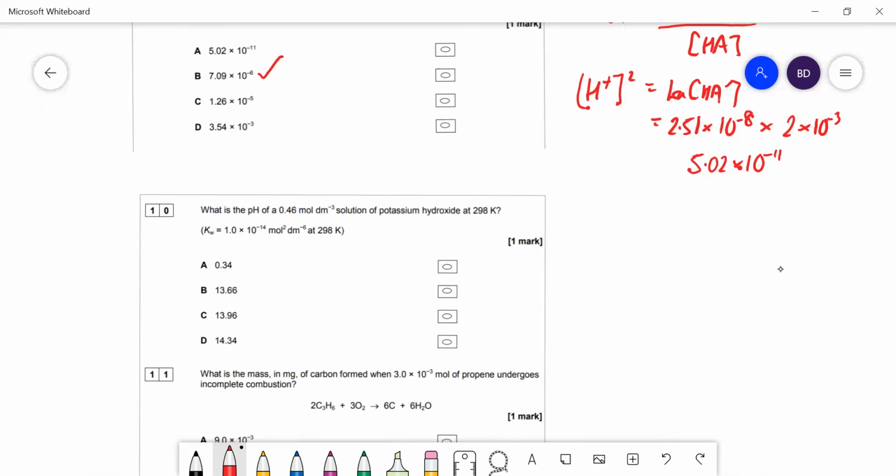The pH of 0.46 mole per decimetre cubed potassium hydroxide. So we can, the OH minus concentration is going to be the same, that's going to be 0.46. For H plus, we're going to rearrange our Kw. H plus is equal to Kw over the OH minus concentration. So that's equal to 1 times 10 to the minus 14 over 0.46.